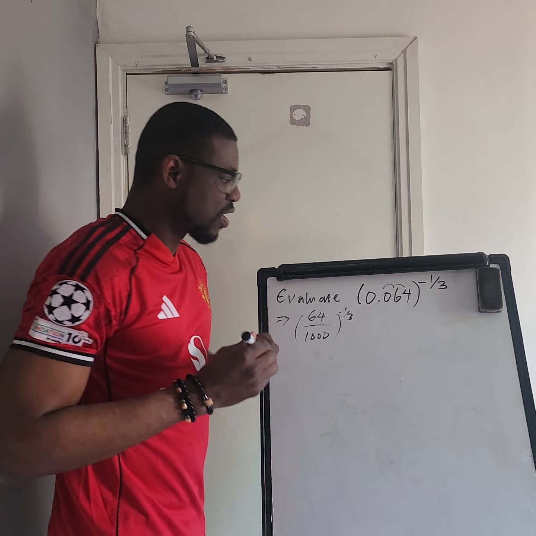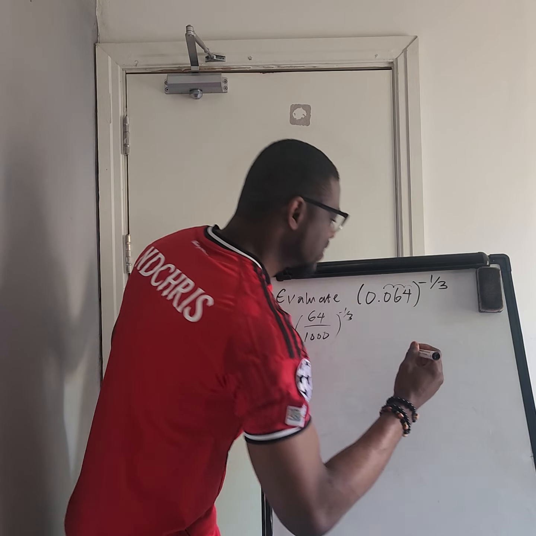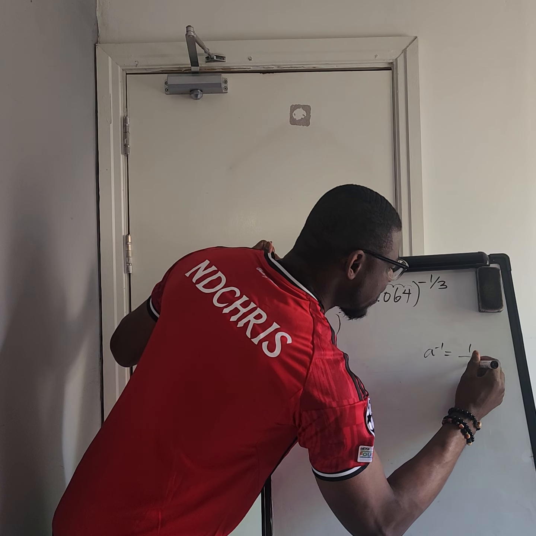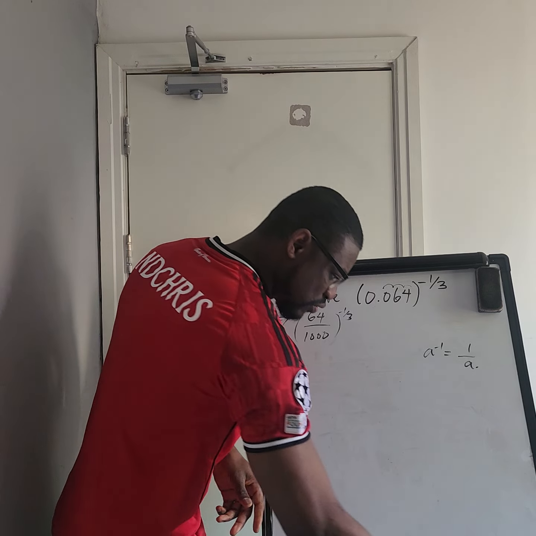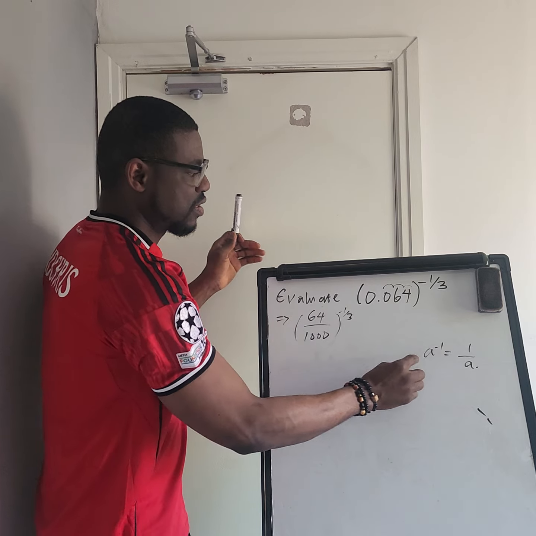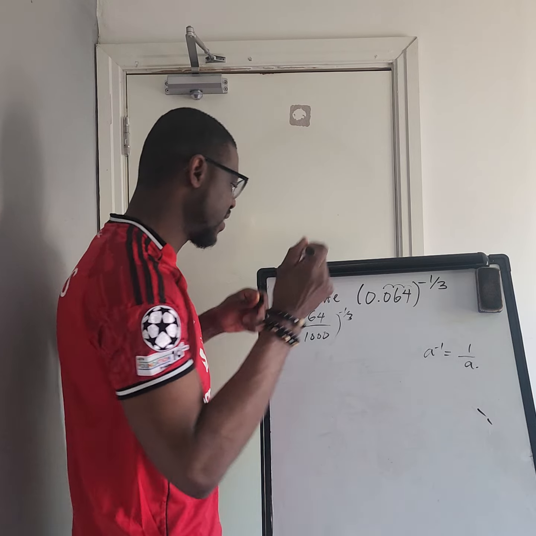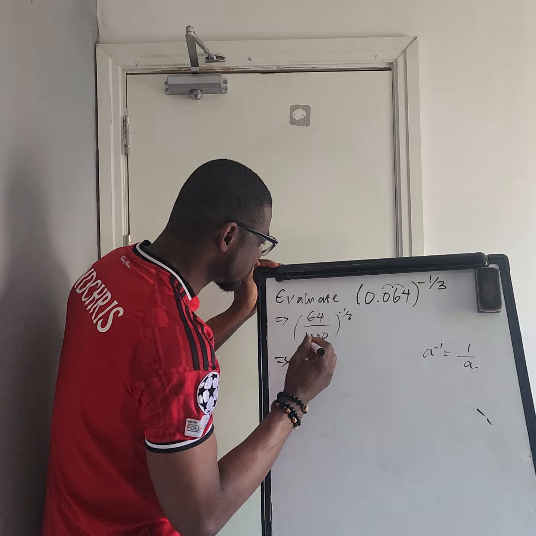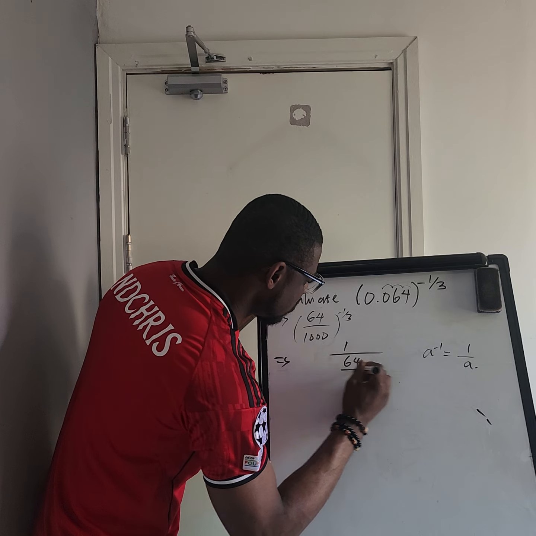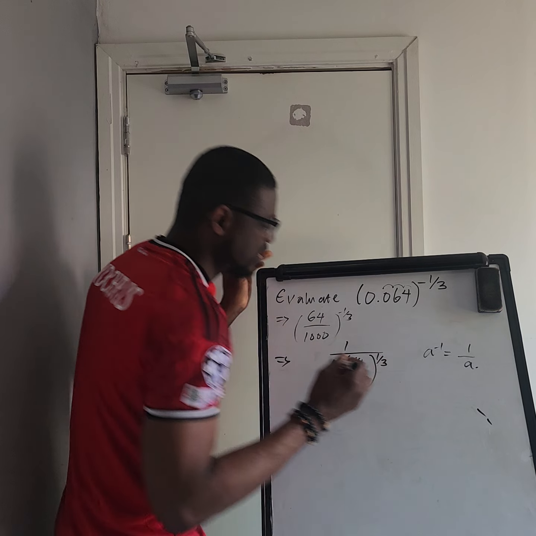Now, according to the negative power law of indices, a raised to power minus 1 is same thing as 1 all over a. So we're going to implement that here. We're going to do the same thing here. Therefore, this can then be written as 1 all over 64 all over 1000 raised to power 1 all over 3.